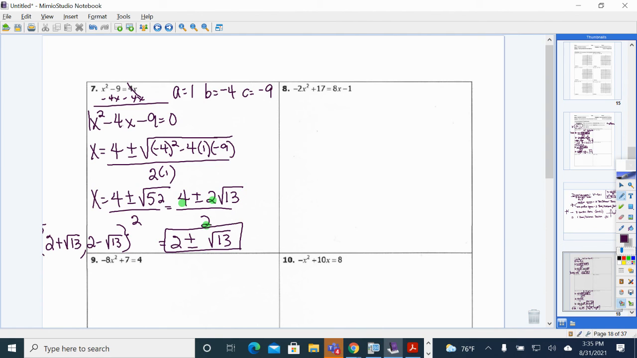All right, that's your notes on the quadratic formula. We will work in class on the assignment.